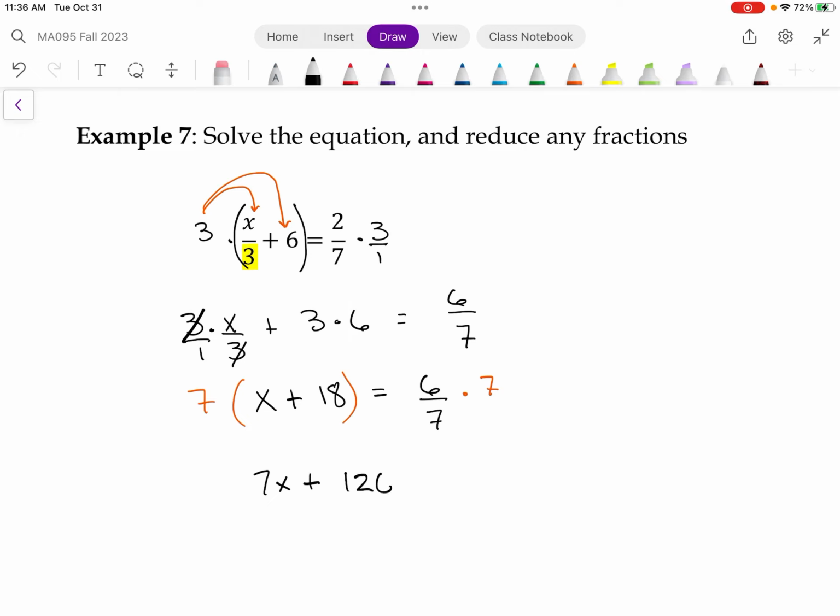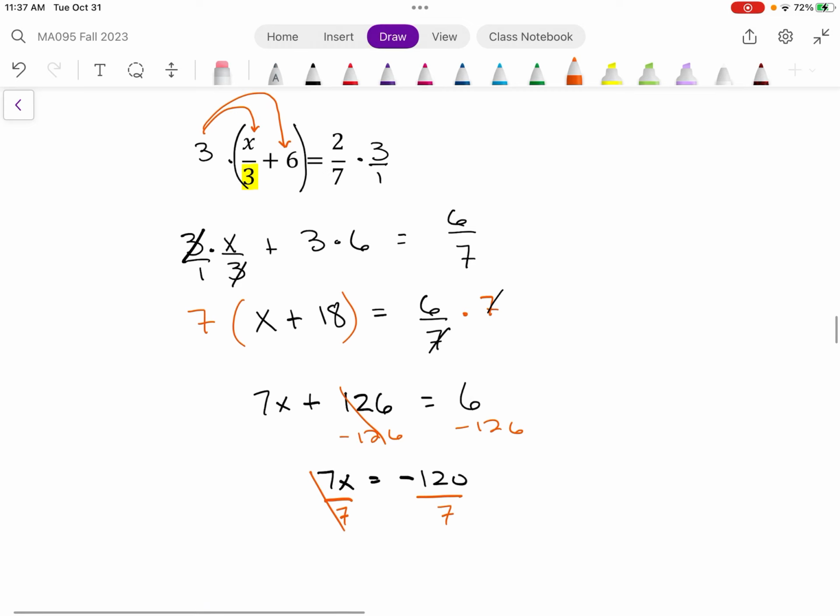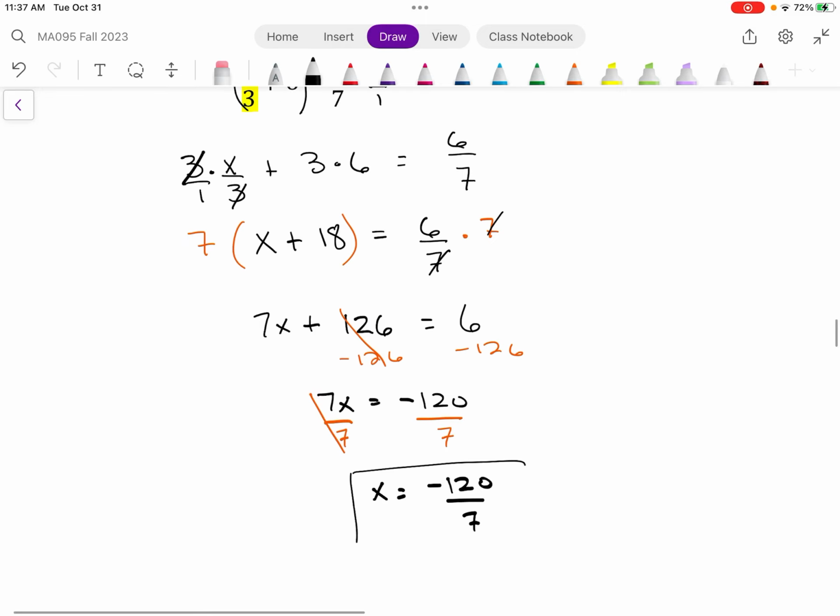I did not do that ahead of time because I just decided to do this at the last moment. So 18 times 7 is 126. All right, and the 7's cancel here, and I get 6. Now I'm going to subtract the 126 from both sides. Minus 126, minus 126, and I get 7x equals negative 120. Now I'm going to divide by 7, and I get x equals negative 120 over 7. And the negative can go out front also instead of in front of the 120.